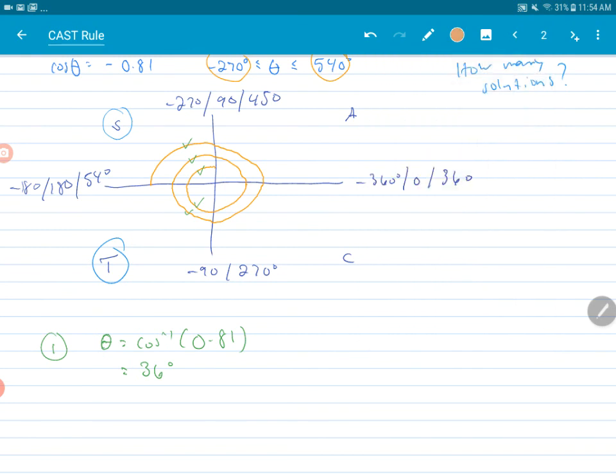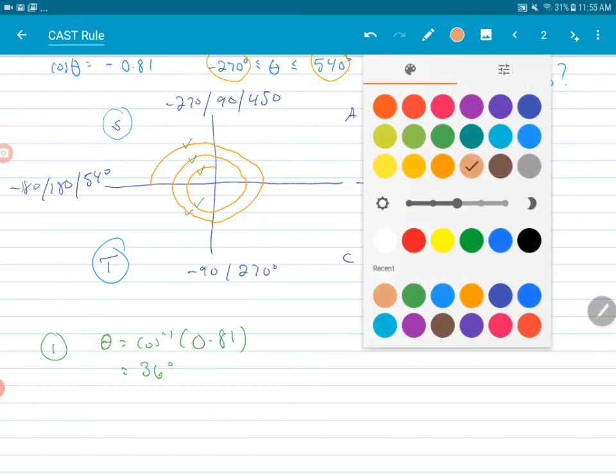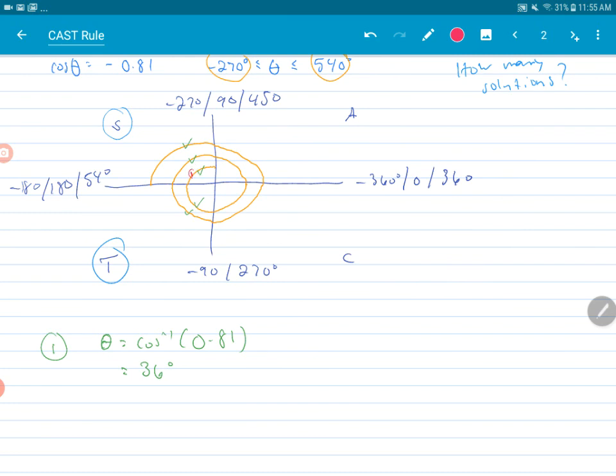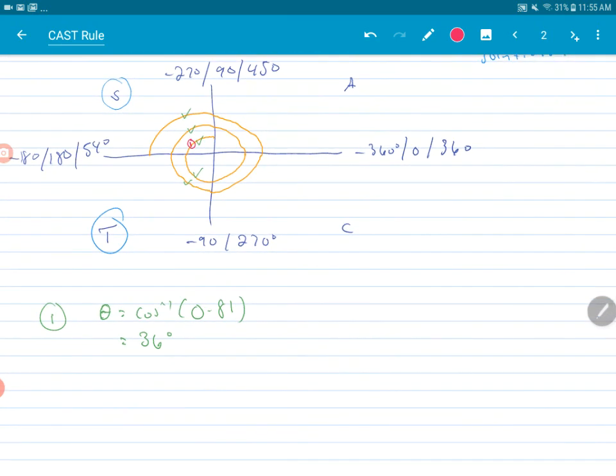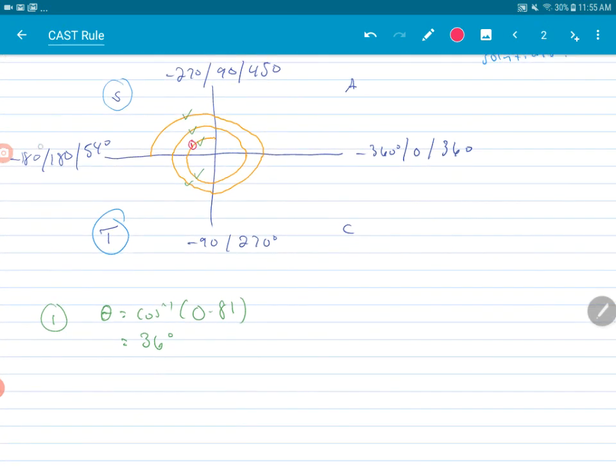Okay, so let's find the first angle from the first rotation. I'm going to go with this color, and we'll call this angle number 1. So in that rotation, we know that it's in this quadrant, and we know that the angle from the first rotation is negative 180. So to find angle number 1, I would say negative 180 subtract 36 to get negative 216 degrees.